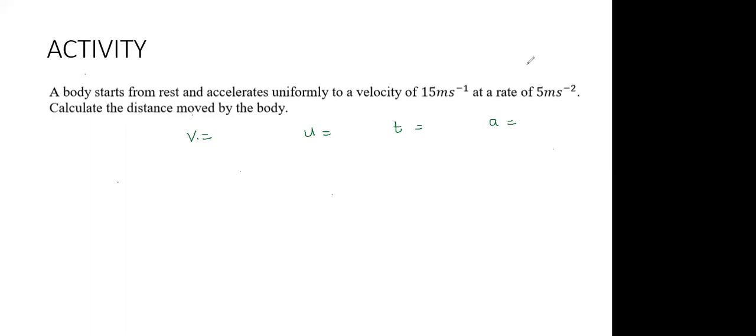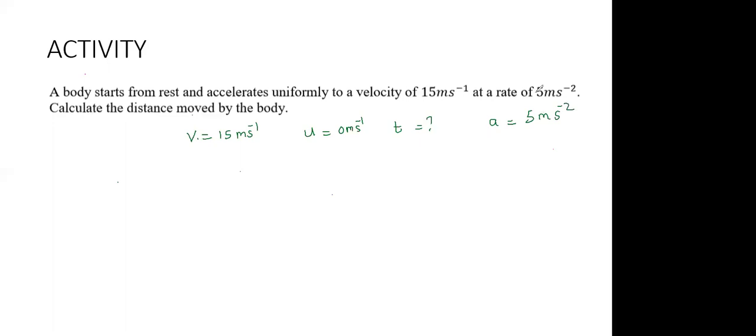Okay, for me, my V is 15. If your V is 15, your U is zero. Why? Because the question says the body starts from rest and our initial velocity is zero. Okay, T. I don't have T. You don't have your A? My A is 5. Your A is 5 meters per second squared.